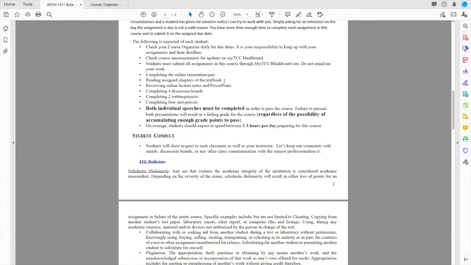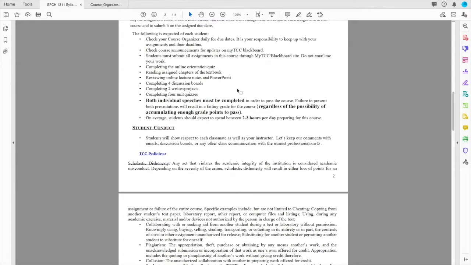Complete the online orientation quiz. The online orientation quiz is based on the course syllabus. So the questions that you'll see on the orientation quiz are coming from the course syllabus information. Make sure that you read the course syllabus again before you take the orientation quiz. Read the assigned chapters of the textbook. I have provided lecture notes and PowerPoints for each unit lesson, and you will find them in each unit lesson.